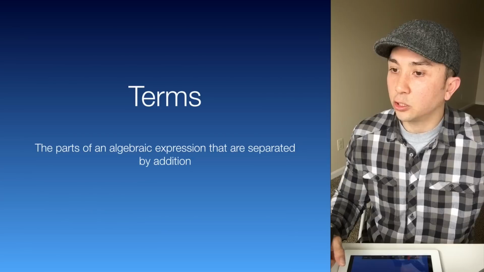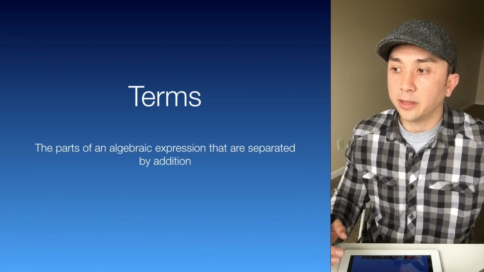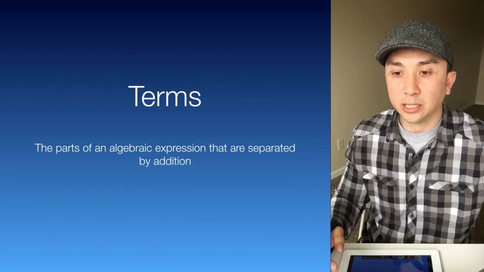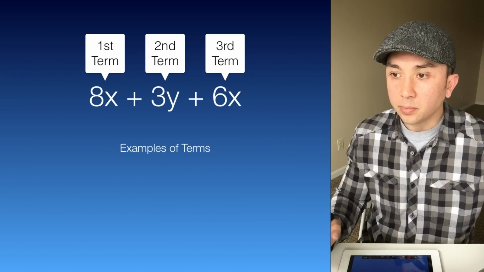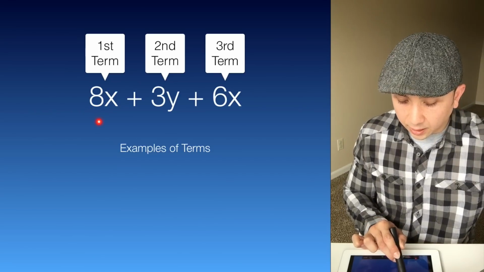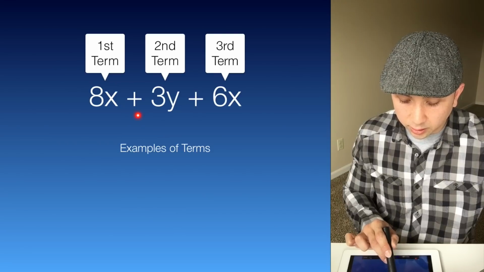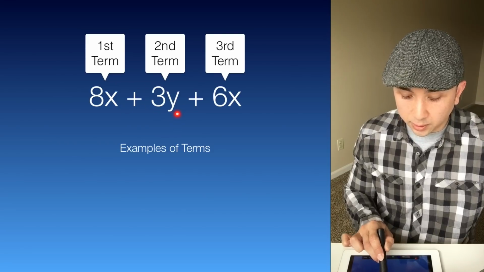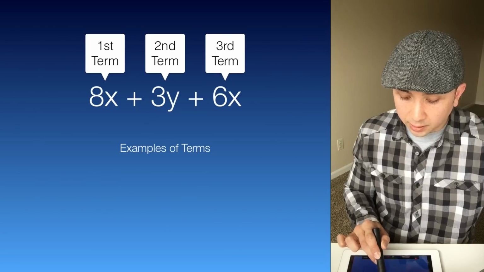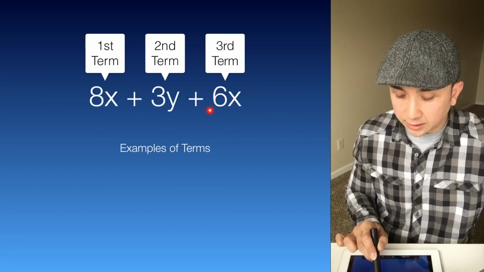So first off, terms are the parts of an algebraic expression that are separated by addition. So here we can see that we have 8x as our first term. It's separated by addition. Our second term is 3y, separated by addition, and our third term is 6x.